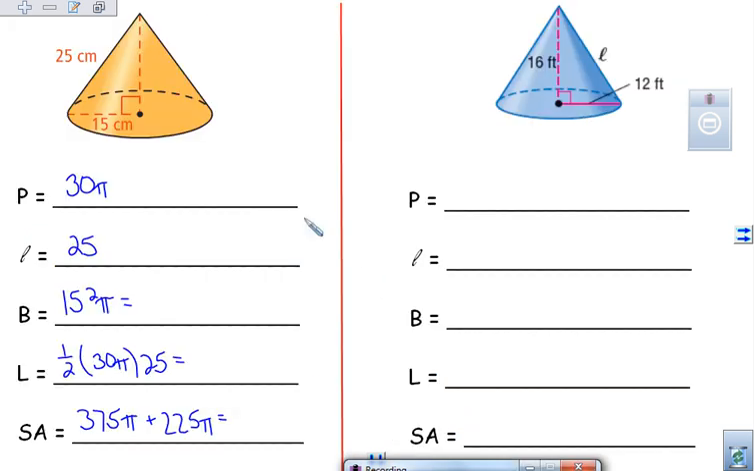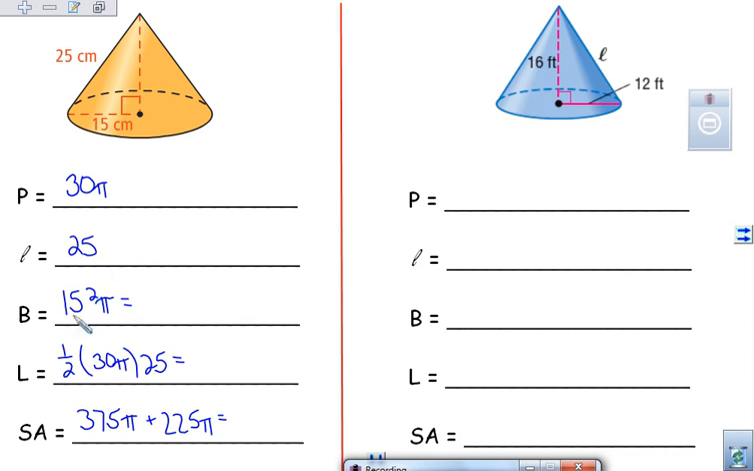So if we try this first example, this is a cone. The perimeter of the cone is going to be the circumference. So the radius is 15 and our diameter is 30. So 30 pi would be our perimeter. The slant height is given to us at 25.